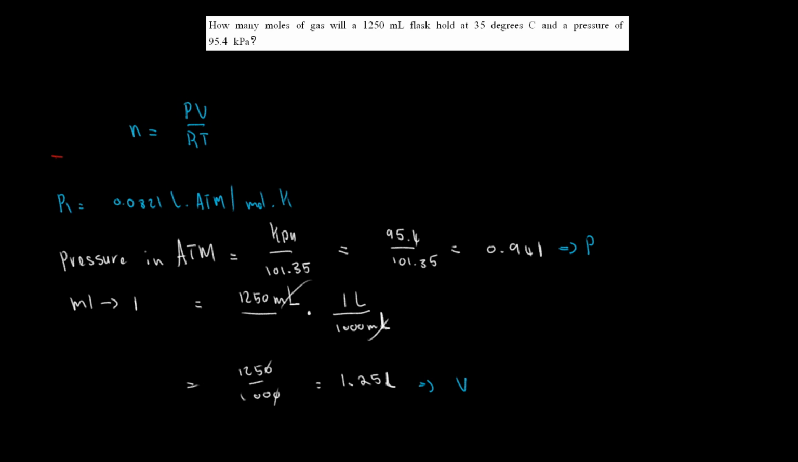Well, if you recall, how do we go from degrees Celsius to Kelvin? Oh, that's 35 plus 273. That's going to give me 308. Okay, 308 Kelvin. Let me just double check that. So now we can go plug in our values.